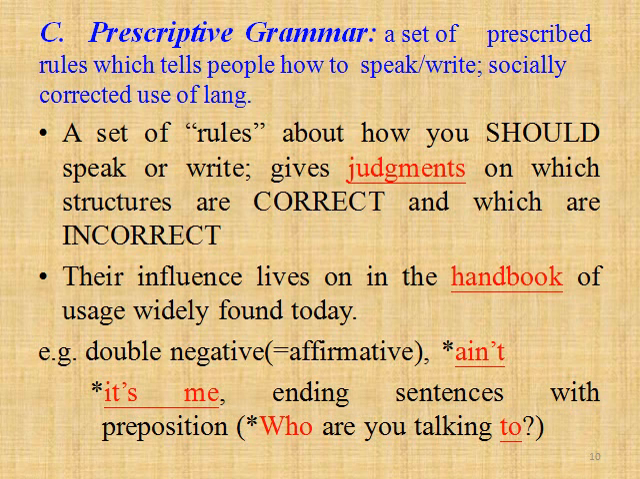For example, when we talk about double negative, it is different from affirmative. When we say it that way, it means that you are not going to do that. Ending sentences with a preposition: it's I, not it's me, because it is a wrong rule. Who are you talking to?